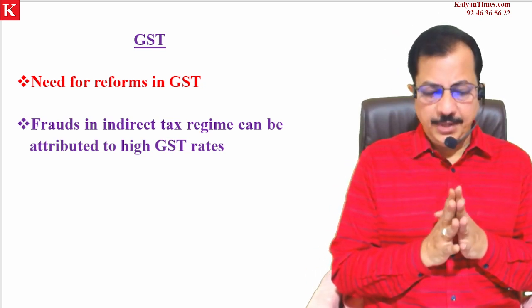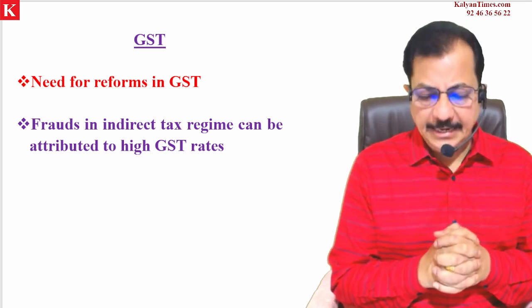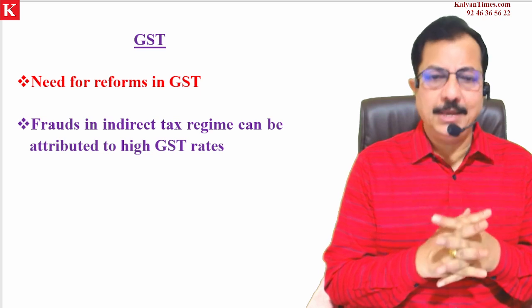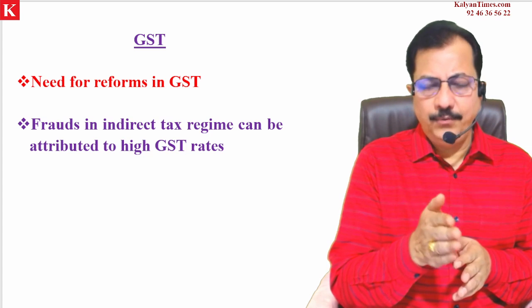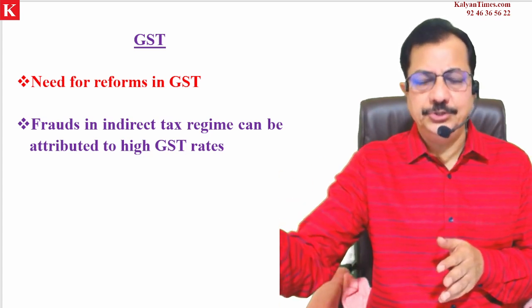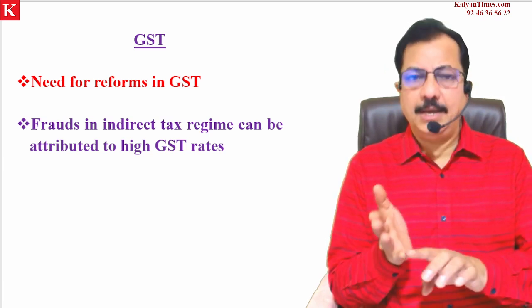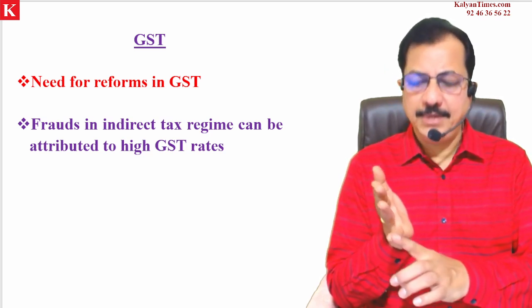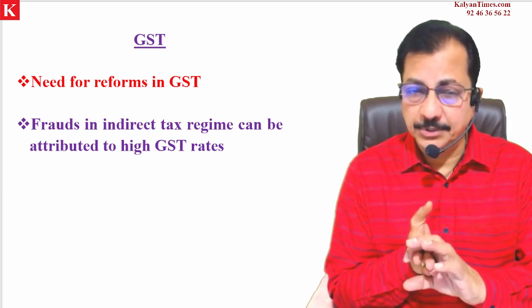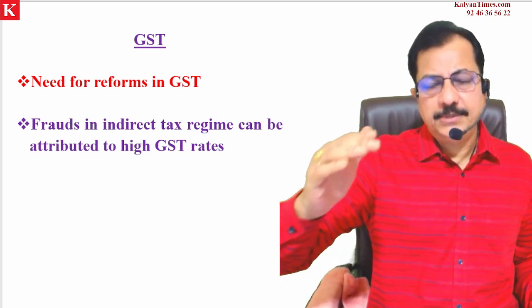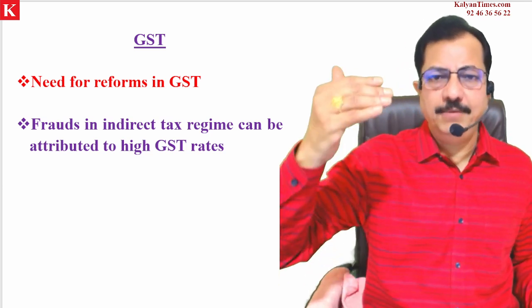So our topic today is the need for reforms in GST. Frauds in the indirect tax regime can be attributed to high GST rates. We know what GST is and we know there are 4 slabs in GST. Of course, there is 0%, a nil rate, which we are leaving aside. But otherwise, there are slabs of 5%, 12%, 18% and 28%. When it comes to 18% and 28%, definitely they are considered very high.